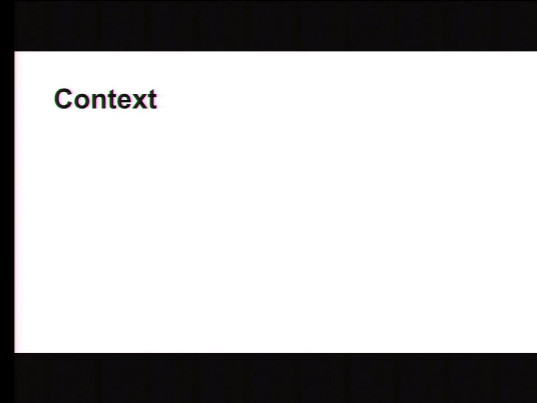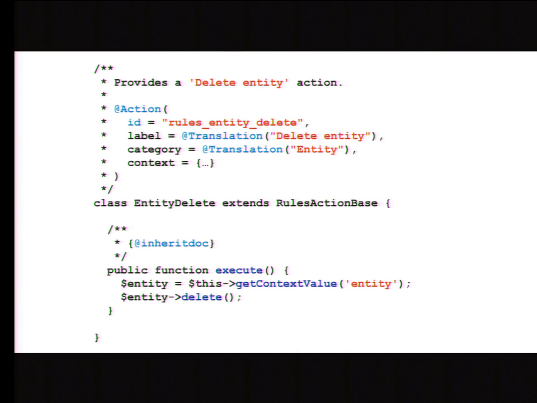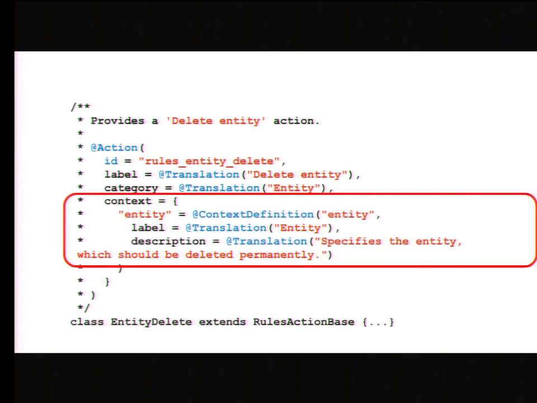Yeah, so as you have seen, for conditions, actions, and events, context is everywhere. So I want to shortly tell you how to work with context in general. So first off, when you define a new plugin, like a new condition or action, you really need to define also the context that the plugin needs to work with. And the way you do this, as Klaus already mentioned, is with the annotation. You just have a context key in the annotation, and there you basically fill in all the information about the context, the parameters that you need. So in that example, it's the entity delete action. It needs the entity that should be deleted.